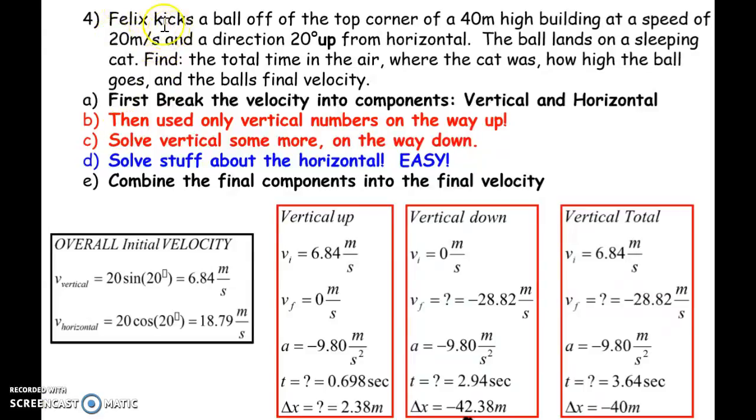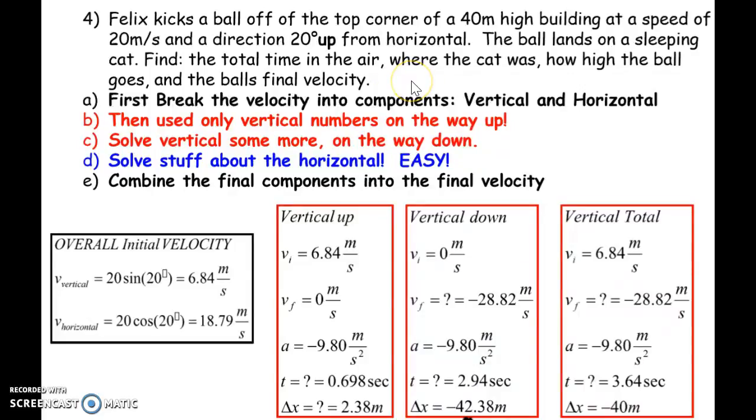We have Felix, who is kicking a ball off the top of the corner of a 40-meter high building, and he kicks it at 20 meters per second and at a direction of 20 degrees up from the horizontal. And then the ball obviously is going to interact with a cat, so it's going to land on a sleeping cat. But we're really after the ball while it's in the air only. So this is after it leaves his foot and before it hits the ground, only while it's in free fall.